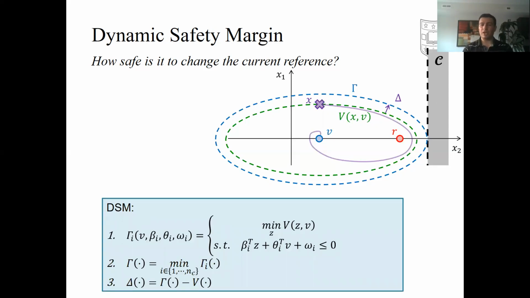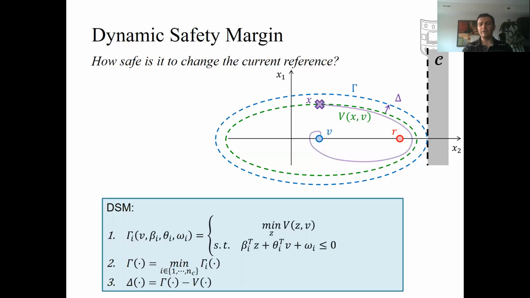First, at each time, we should solve this optimization problem. Gamma i, which is the biggest Lyapunov level set with respect to the constraint i, can be found through this optimization problem. In the second step, we should find the minimum over the gamma i's. And finally, we should find the difference between this minimum and the current Lyapunov level set.